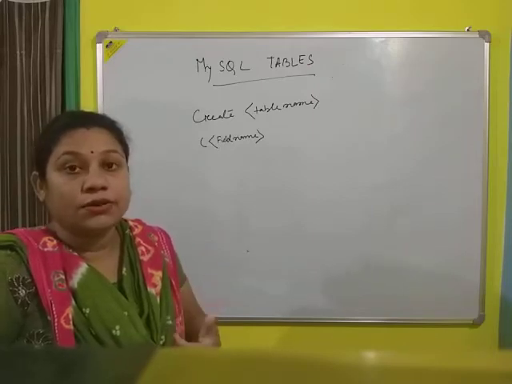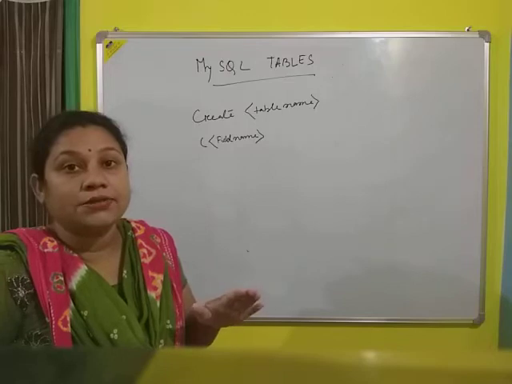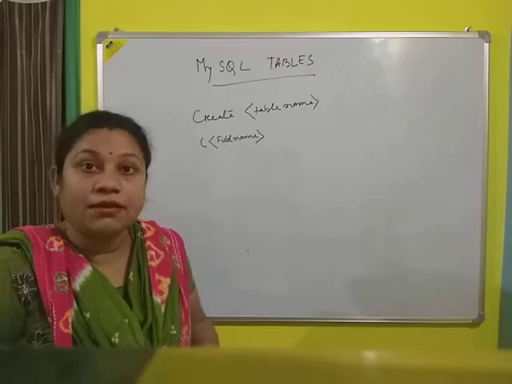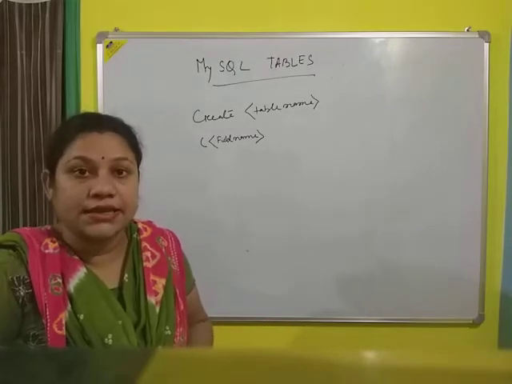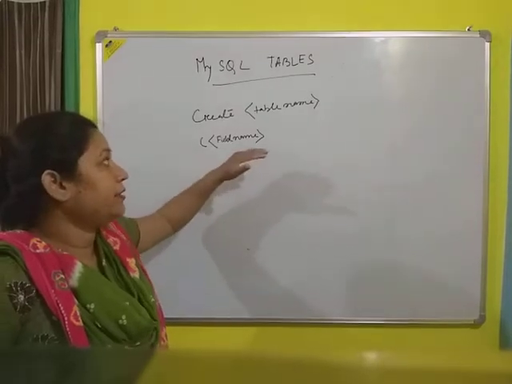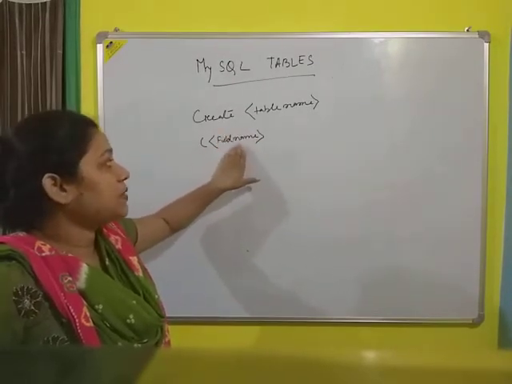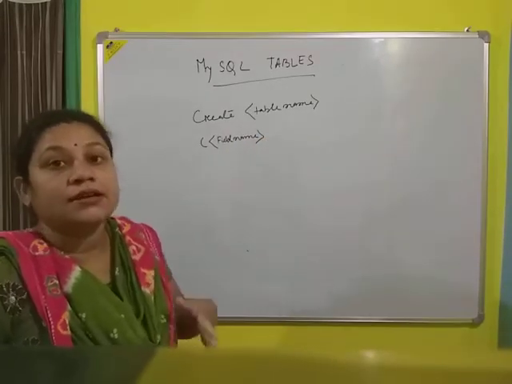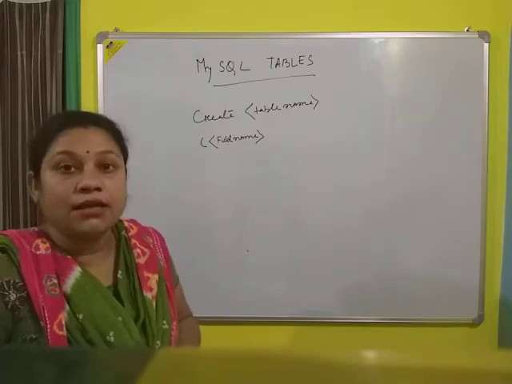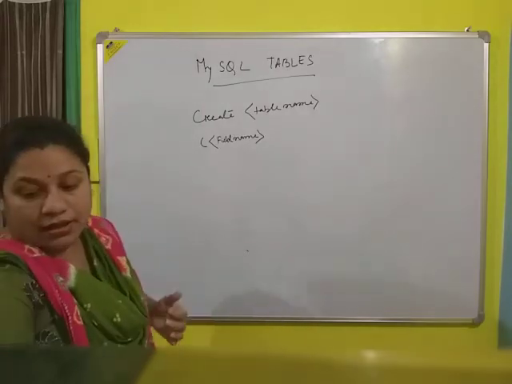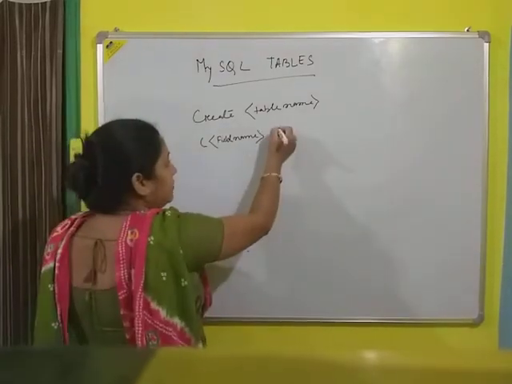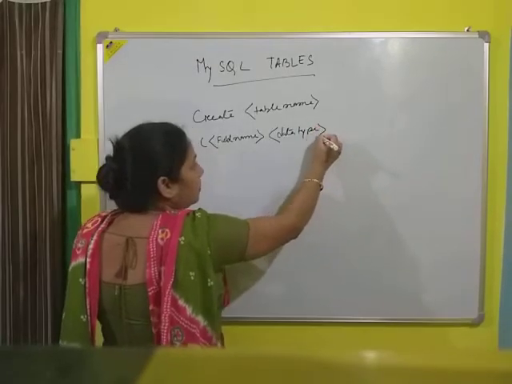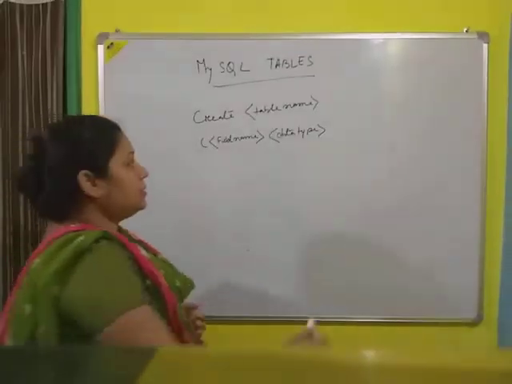In the last class, we already discussed the many data types. It may be integer, it may be decimal, it may be character, or it may be varchar, or it may be date and time, isn't it? These are the data types. So when you create the table and when you specify the field name, you must specify the data type and the size of the field. Here I am going to write the data type. Then you write the size.